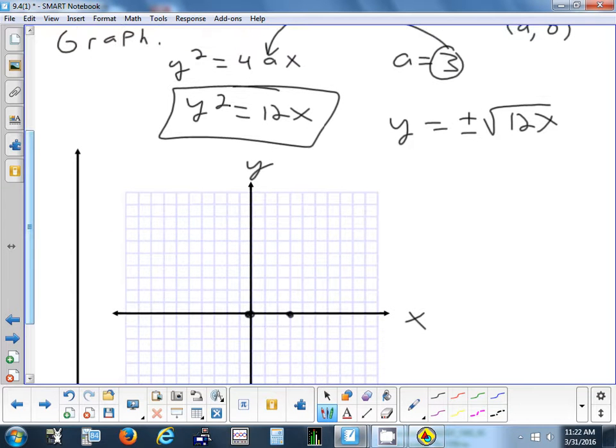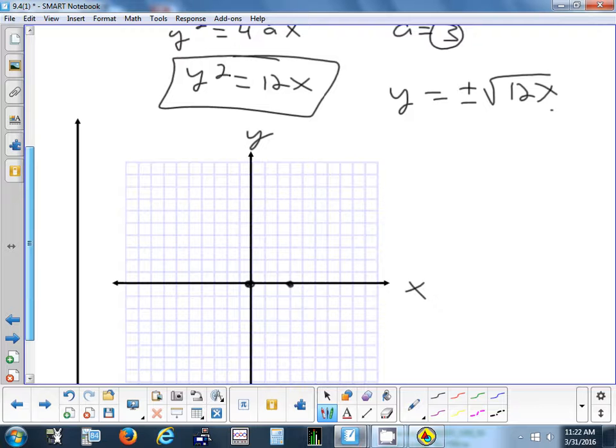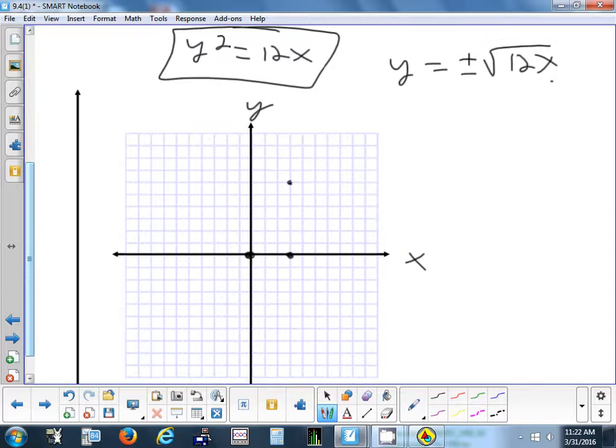If you plug in 3 for x, 12 times 3 is 36. Square root of 36, 6, and negative 6. So 1, 2, 3, 4, 5, 6, and 1, 2, 3, 4, 5, 6. I think if I'm asking for a sketch, that's enough. Just sketch it the best you can. That's our parabola.